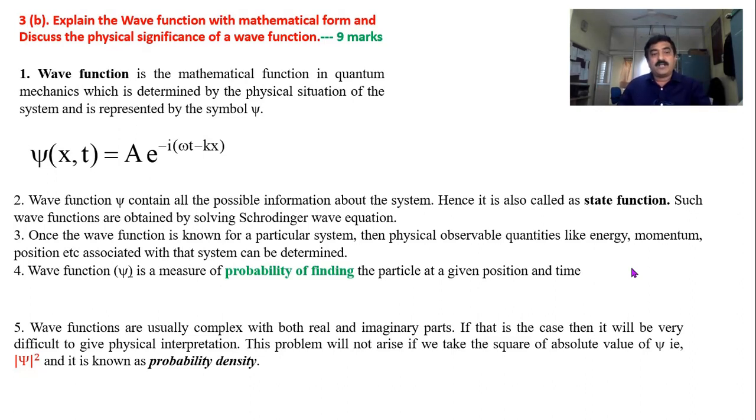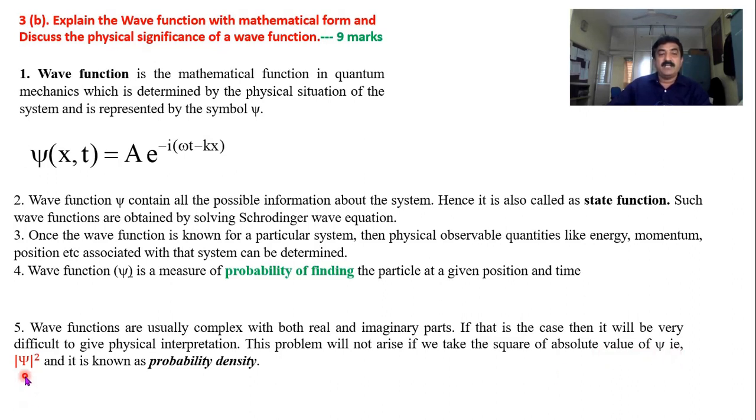In order to overcome this, Max Born gave a beautiful suggestion, and that suggestion is here. Wave functions are usually complex. I told you, minus i is a complex number with both real and imaginary parts. If that is the case, then it will be very difficult to give the physical interpretation. Real part we can easily explain, but imaginary part, how do you explain? So it is not possible. Therefore, we have to overcome this problem. This problem will not arise if you take the square of the absolute value of psi.